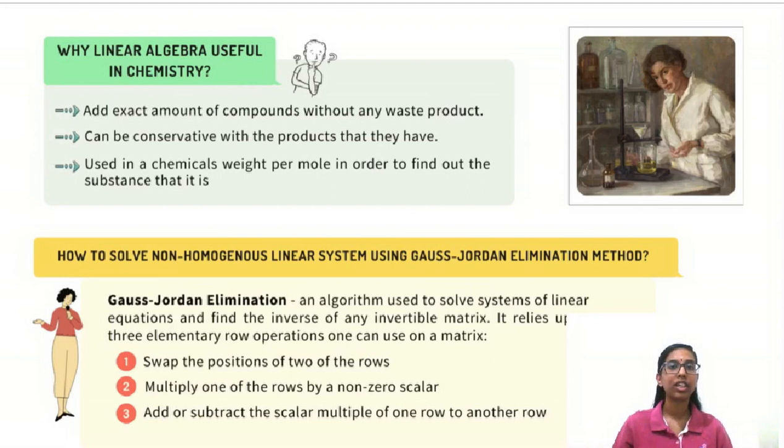Next, how are we able to solve a non-homogeneous linear system using the Gauss-Jordan elimination method? Primarily, Gauss-Jordan is an algorithm used to solve systems of linear equations and find the inverse of any invertible matrix. It relies upon three elementary row operations one can use on a matrix: first, swap the position of two of the rows, followed by multiplying one of the rows by a non-zero scalar, and finally add or subtract a scalar multiple of one row to another row.